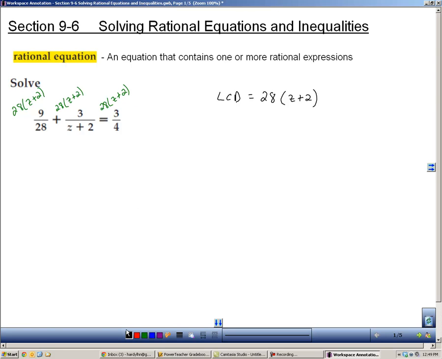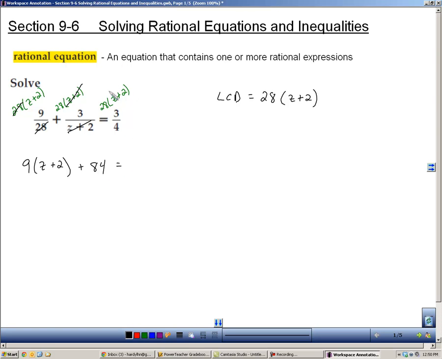And it's legal to do that because I multiply the left side by it, but I also multiply the right side, and so I can do that because I have an equation. You can't do this if you don't have an equation. And here's what's nice about it. The 28s will cancel, leaving a 9 times z plus 2. Here the z plus 2's will cancel, leaving 28 times 3, which is 84.